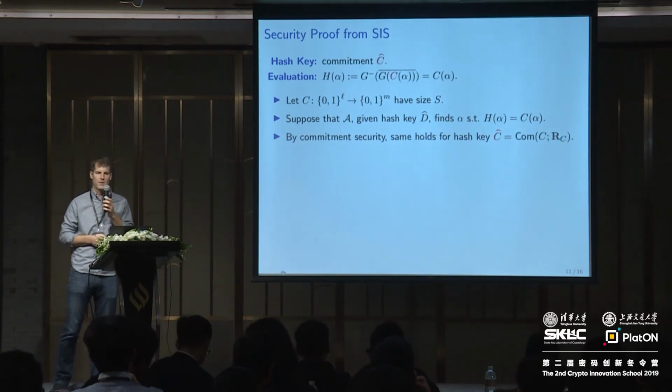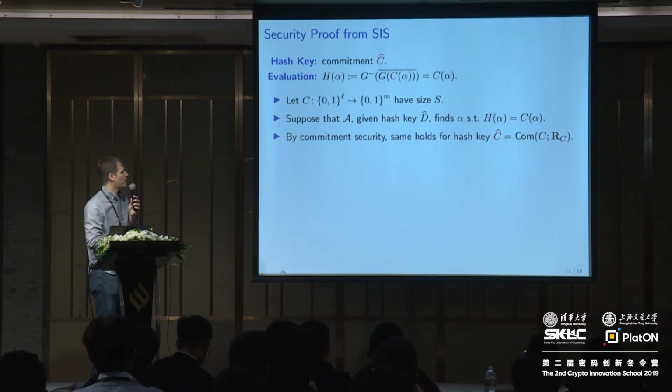So the same thing holds, right? If we replace the hash key D hat with C hat, which is a commitment to the circuit C of interest, then the same will hold. The adversary will still be able to do the same thing.